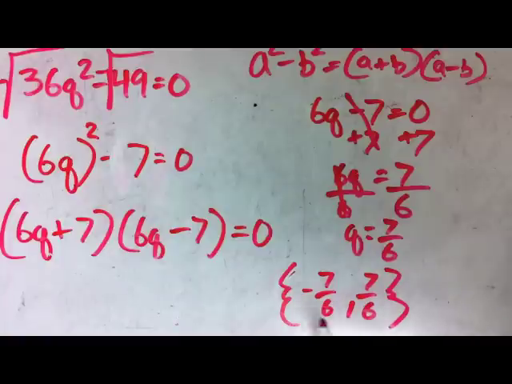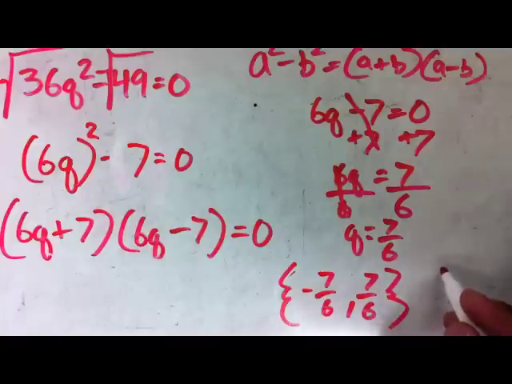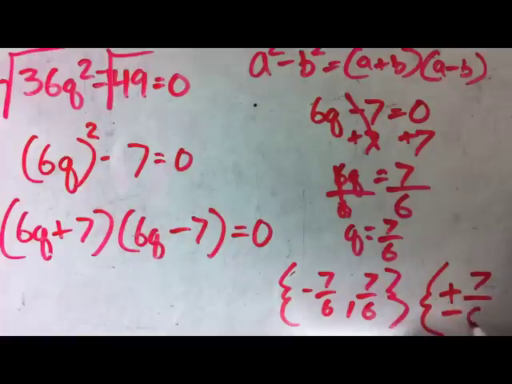Okay. You can write it this way, where the solution set is negative 7/6 and then positive 7/6. Or you can also write it this way, where you have a plus or minus 7/6. That way, this tells you that the answer is both positive and negative.